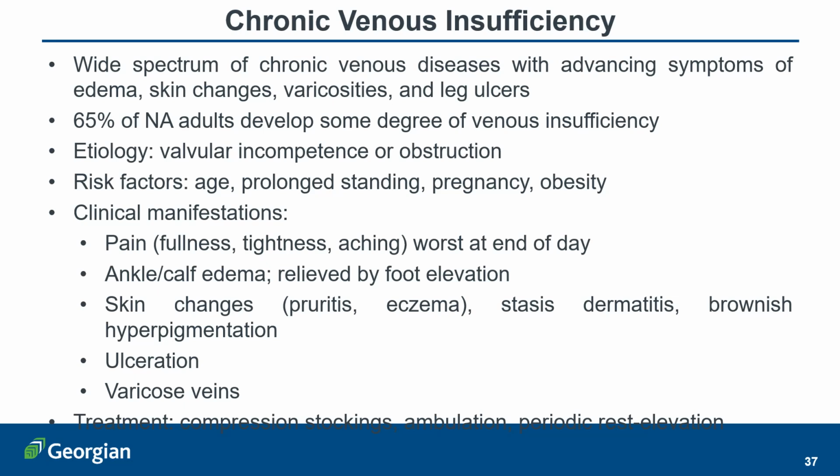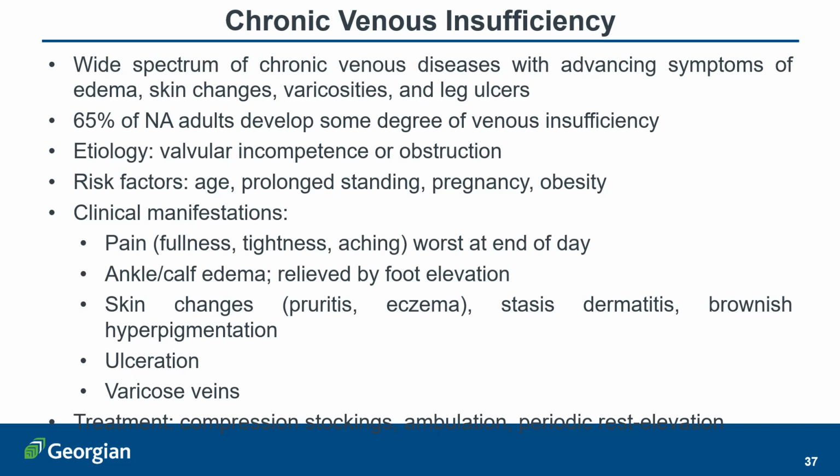Ultimately, chronic venous insufficiency can also lead to ulceration. This is the end result of all the skin changes that we previously described. And yes, varicose vein formation as well. In fact, when the valves become incompetent, varicose veins typically develop first, and in turn that leads to this chronic venous insufficiency and all the other complications that we were just describing.